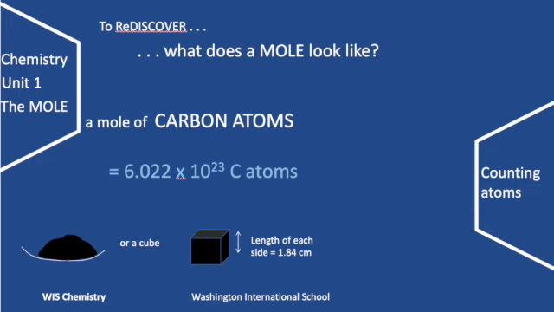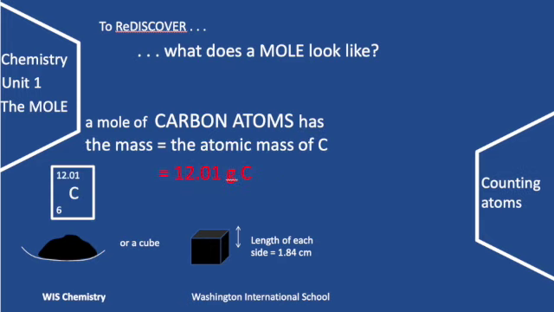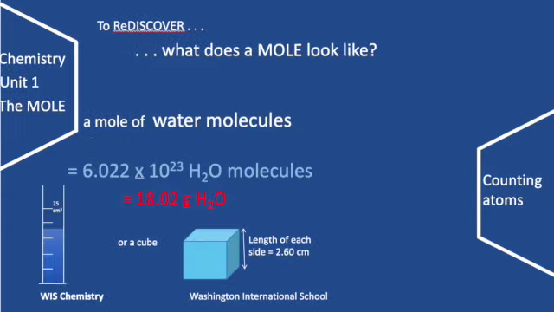So how are we actually going to count that number? It's the number of particles, here atoms of carbon, in the atomic mass of carbon, 12.01 grams, which you'll get from the periodic table. And for water, we've got 18.02 grams, which is going to be 18.02 milliliters of water, and they will still contain 6 times 10 to the 23 molecules of water.